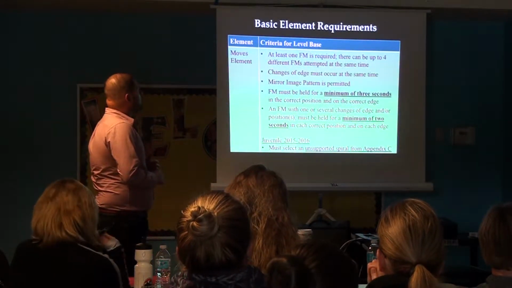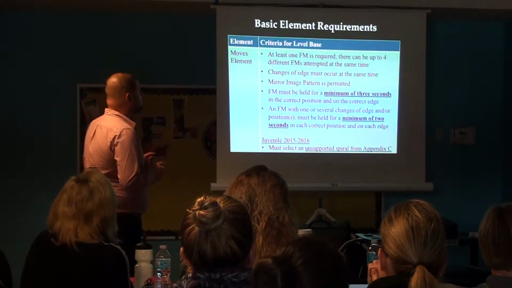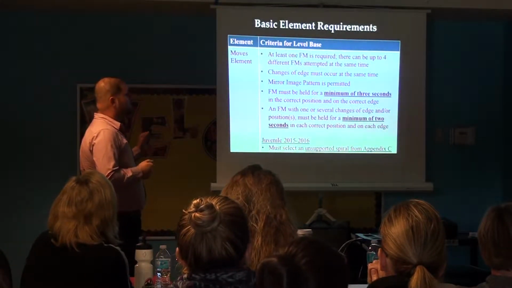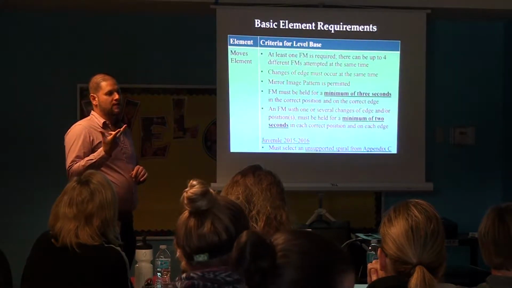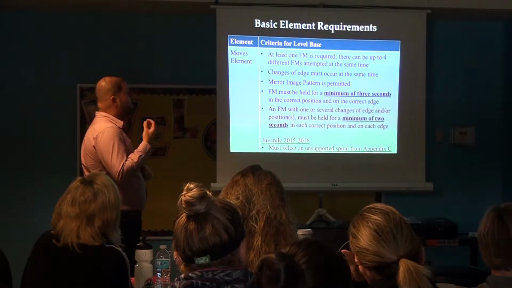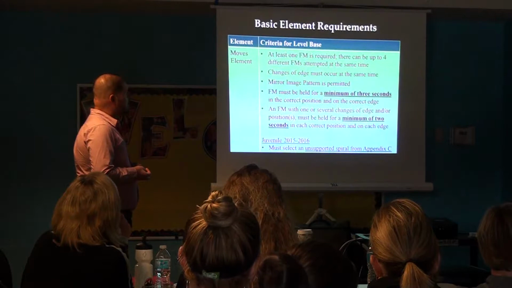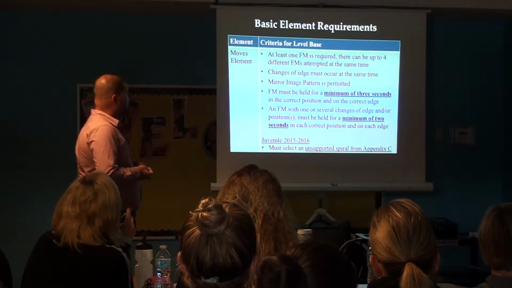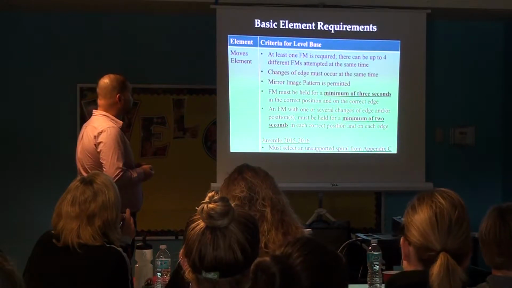For the moves element, in order to be called level base, you have to have at least one free skate movement. In this element, you can have up to 4 different FMs, which means you can do forward, inside, outside spirals, all done together if you wanted to. But you just need to have at least one to do level base. If you're doing a change of edge, it has to occur at the same time. And if you are doing an interaction, you can have a mirror image pattern.